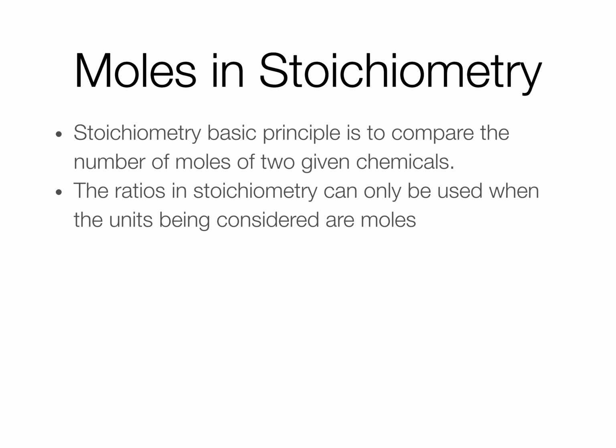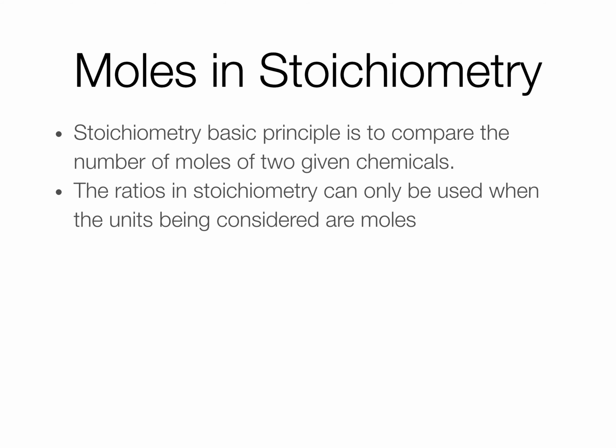Those numbers, the coefficients we put in front of chemicals in chemical reactions, form a ratio. It might tell us that there are 2 molecules of oxygen for every 1 molecule of carbon involved in this chemical reaction. That is a ratio, but that ratio is only valid for the number of moles.